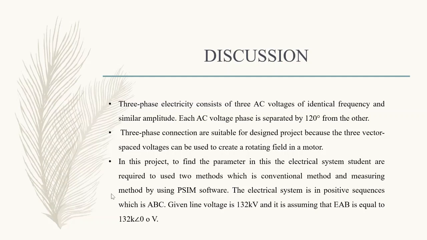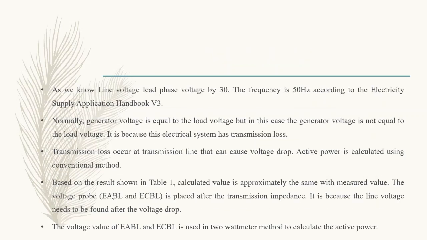This electrical system is in positive sequence, which is A, B, C. The line voltage given to me is 132 kilovolt, and it is assumed that EAB is equal to 132 kilovolt. As we know, line voltage leads phase voltage by 30 degrees. The frequency is 50 Hz according to the electricity supply application handbook.